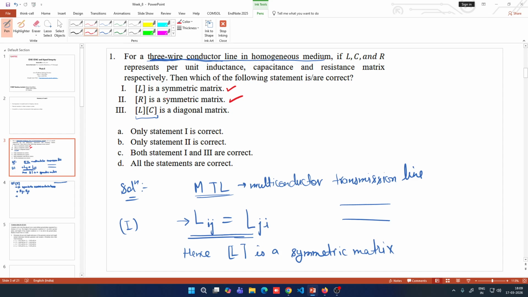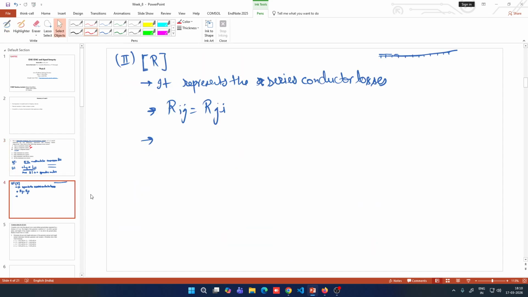I think if you look at lecture number 35 or 36, it has been mentioned there. In lecture number 36, you can easily find it, because there we have derived these L, R and C matrices. So R is symmetric.